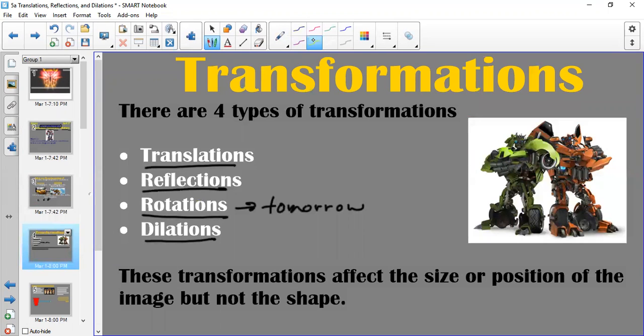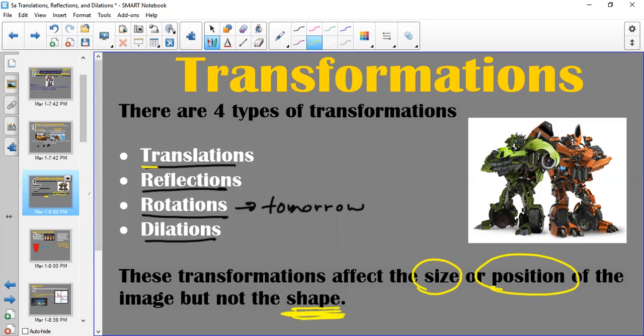Now, all of these transformations affect the size or the position of the image, but never the shape. If something is a star, it's always going to be a star. If it's a rectangle, it's always going to be a rectangle. It might get bigger or smaller, and it might move, but it's never going to turn into a different shape.